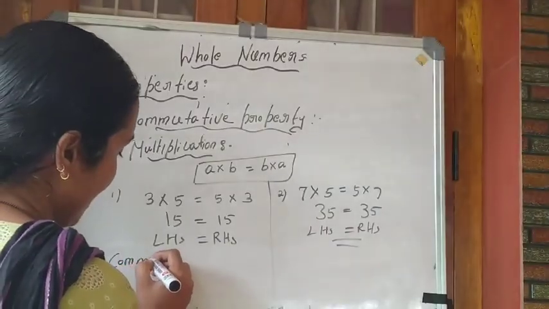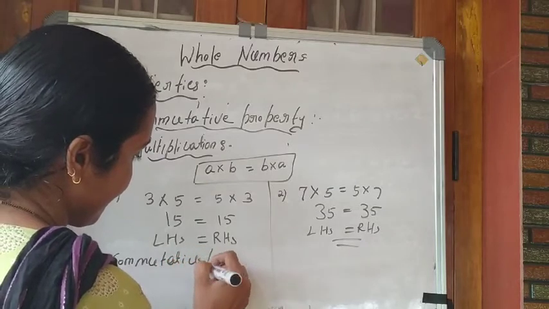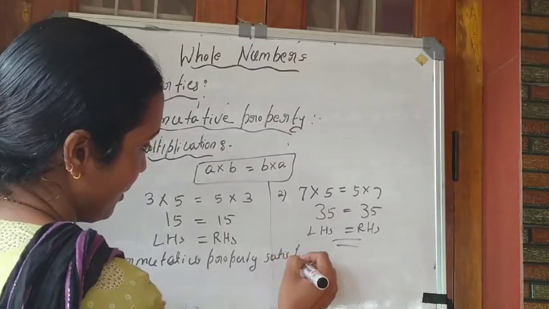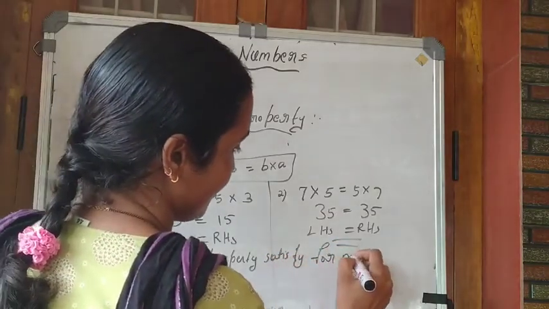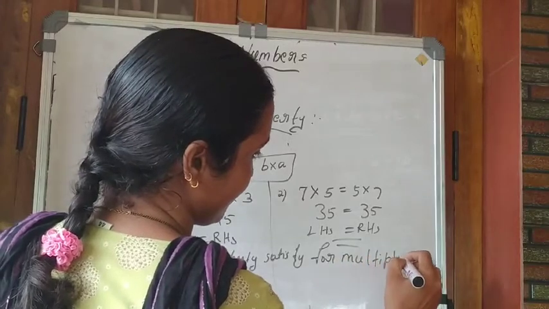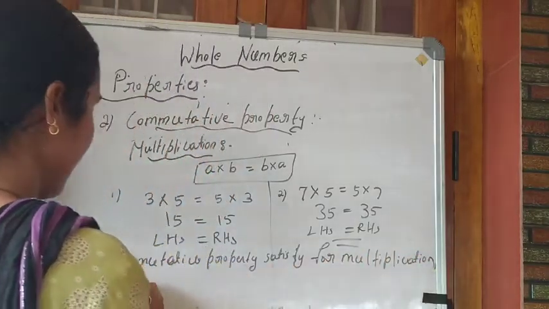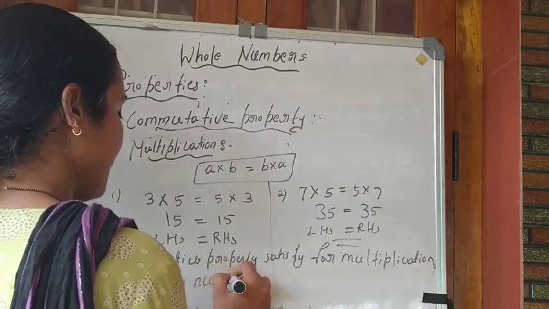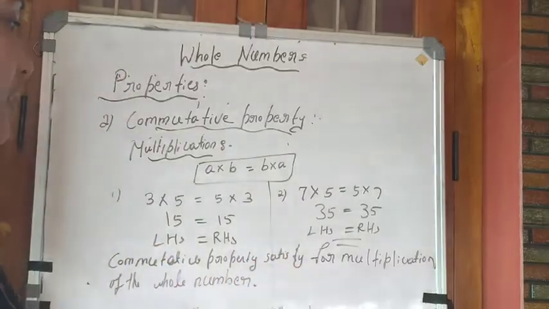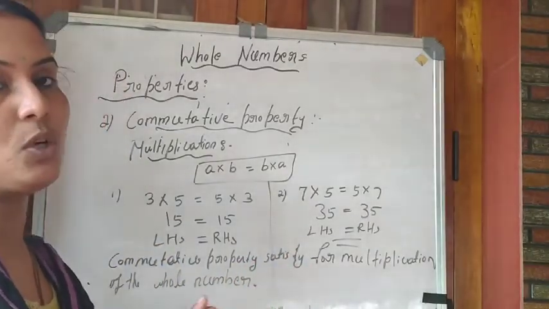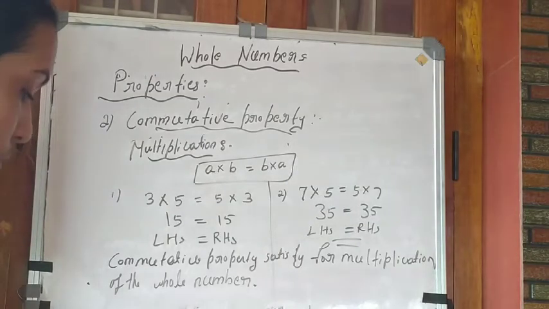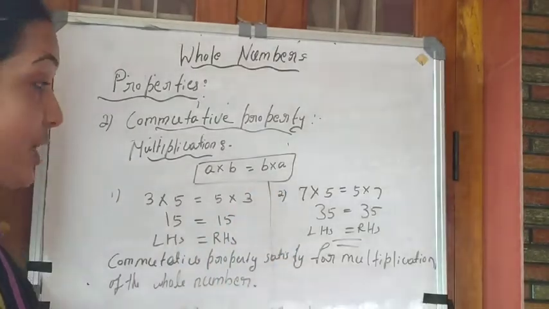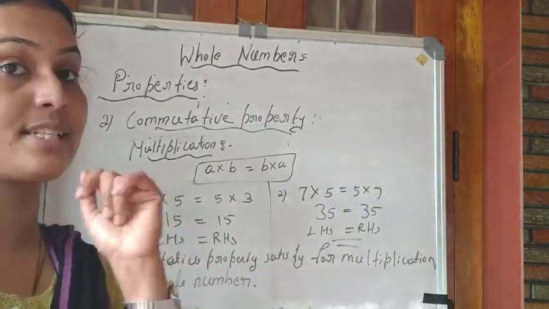The conclusion is commutative property is satisfied for multiplication of whole numbers. Now one more operation is left. Which is the operation? The last one is division.